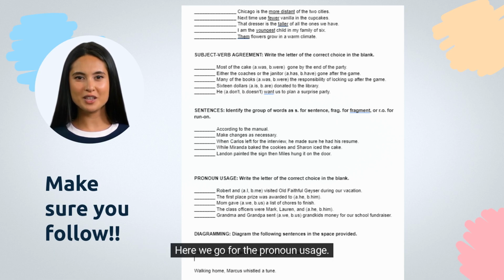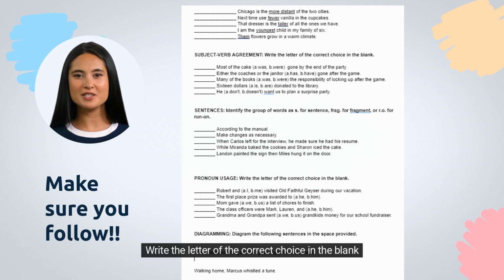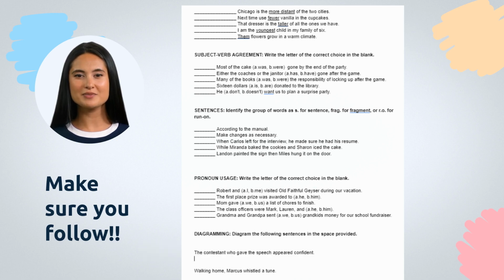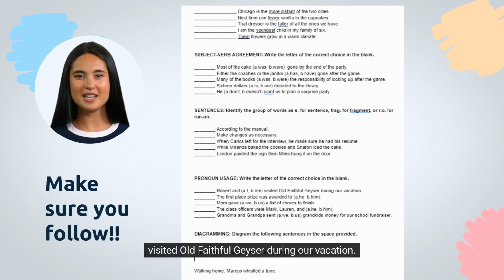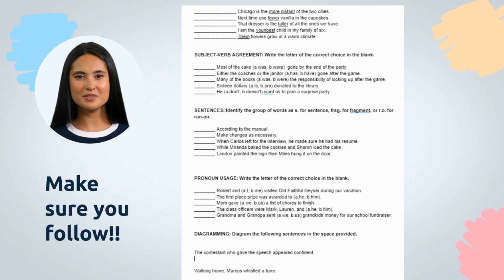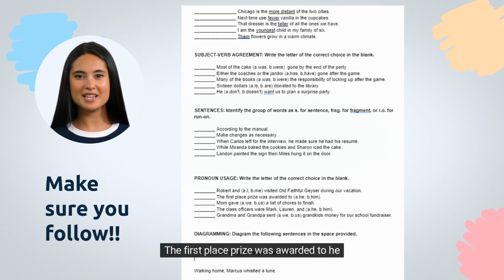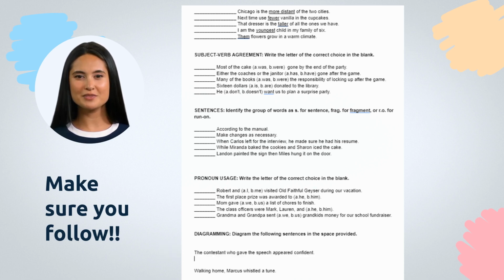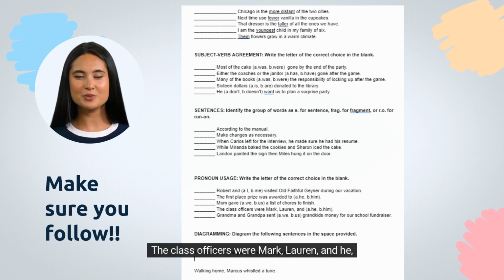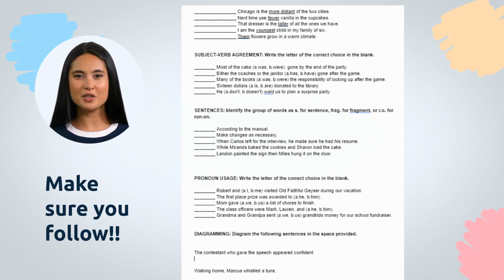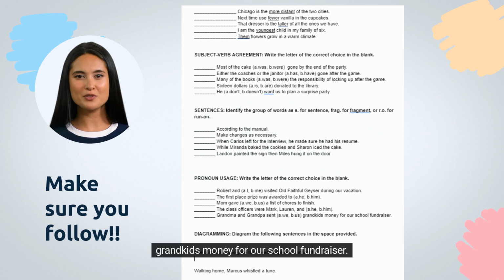Here we go with pronoun usage. Write the letter of the correct choice in the blank. Robert and I, or me, visited Old Faithful Geyser during our vacation. The first place prize was awarded to he, or him. Mom gave we, or us, a list of chores to finish. The class officers were Mark, Lauren, and he, or him. Grandma and Grandpa sent we, or us, grandkids money for our school fundraiser.